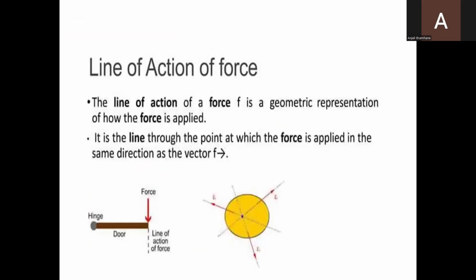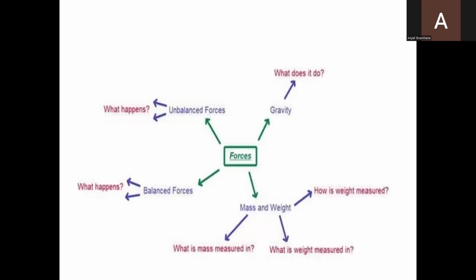And now we continue with the line of action of force. So what is meant by line of action of force? It is a geometric representation of how the force is applied. You can see in the diagram, it is the line through the point at which the force is applied, in the same direction as the vector F, that is, the force. Now here you can see forces: gravitational, unbalanced, balanced, mass and weight.